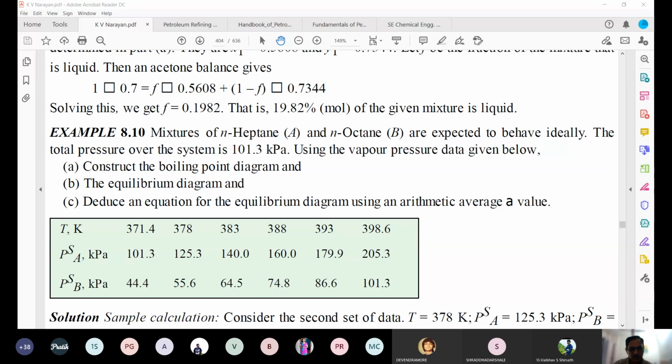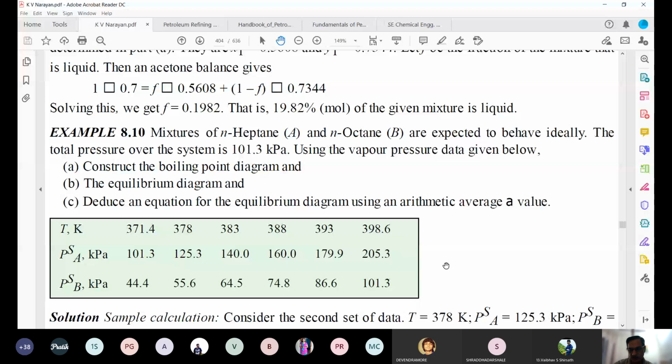Any doubts, questions? Are you able to see this? Example 10. Yes, sir. Yes. So now you know what is the boiling point of heptane and what is the boiling point of octane, and we need to draw the boiling point diagram. Boiling point diagram क्या रहता है? What is the boiling point diagram? TXY curve. TXY, right? Boiling point is TXY, right?